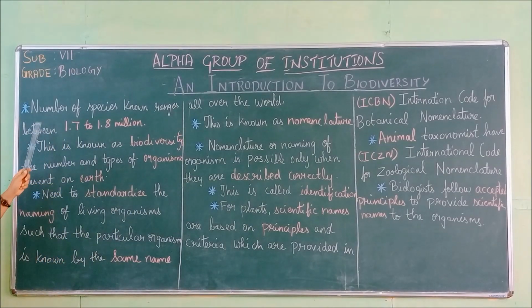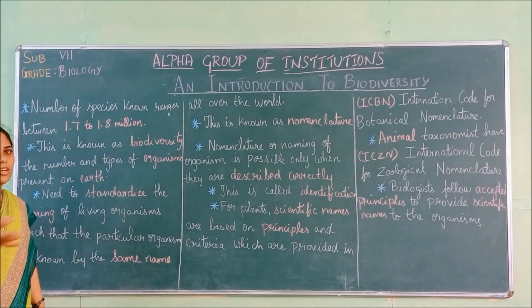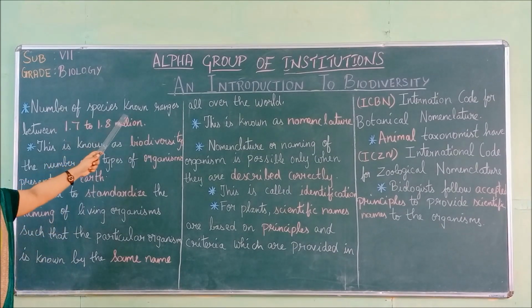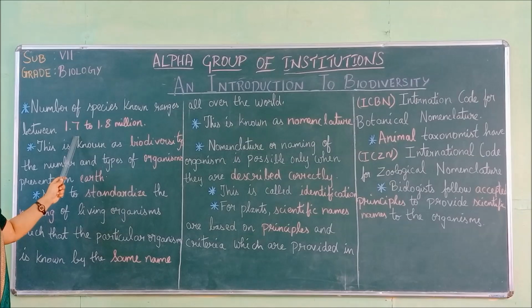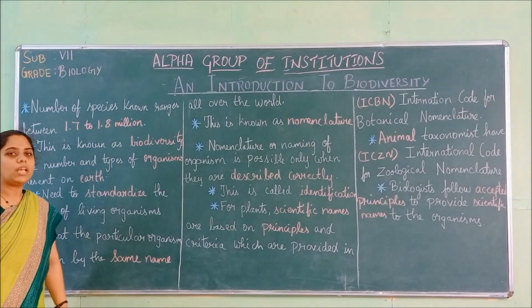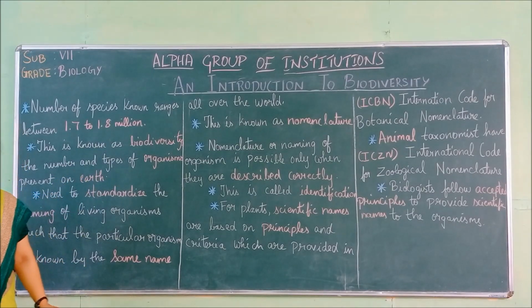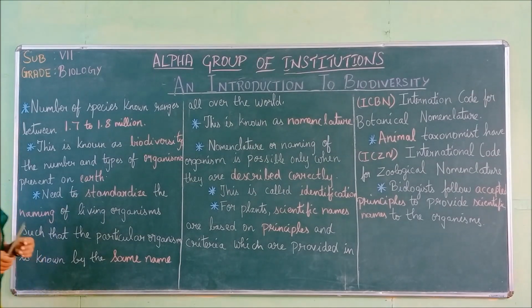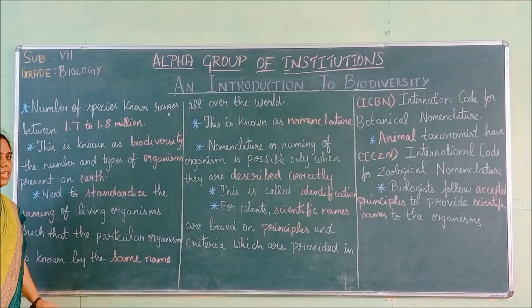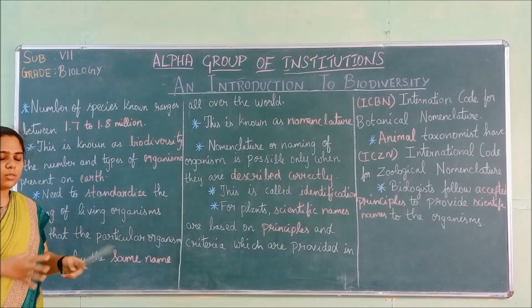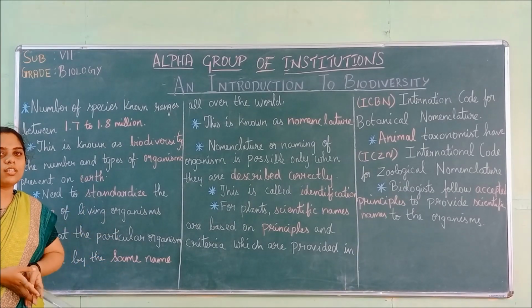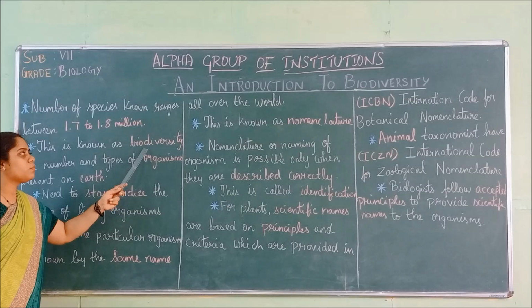So, like I already told you, the number of species that are known, there are many unknown also. So the known species range from 1.7 to 1.8 million. 1.7 to 1.8 million organisms are known organisms that are present on the earth. So imagine how many organisms are there in the whole earth, and this is known as biodiversity. Different types of living organisms on this earth, that is called biodiversity.